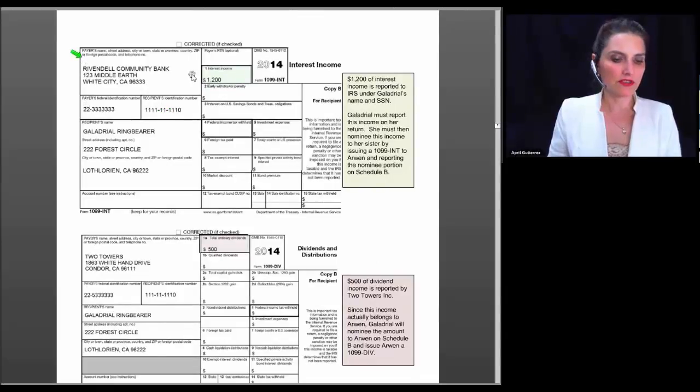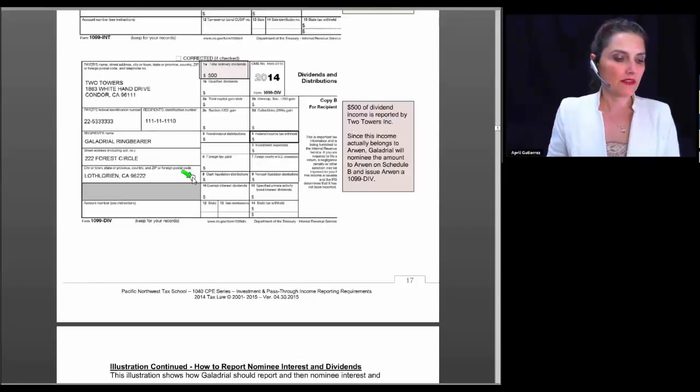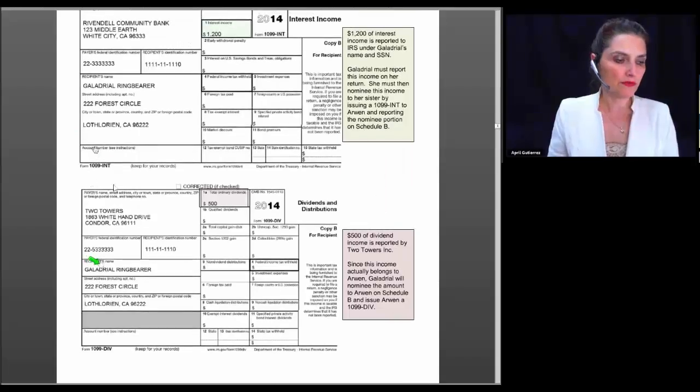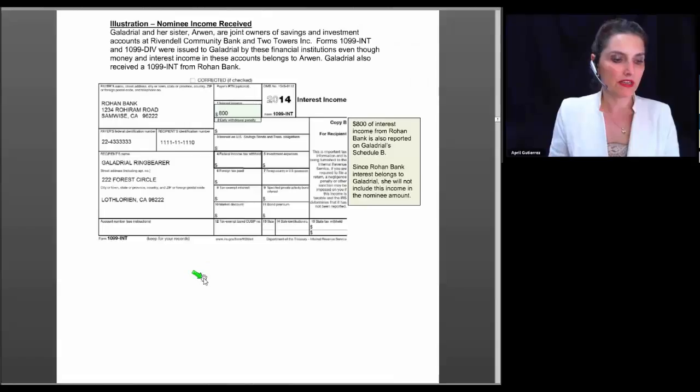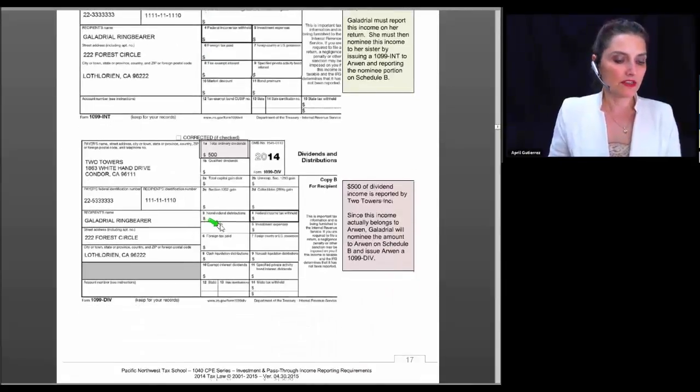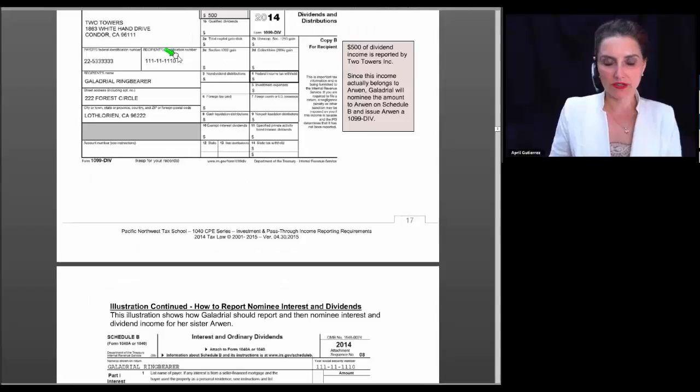And the $1,200 of interest income you see reported here is under Galadriel's social security number, but it actually belongs to Arwen. So she's going to need to nominee that $1,200 out. And then finally, there is a 1099 DIV issued by Two Towers, Inc., and all $500 shown on here actually belongs to Arwen, but it's being issued to Galadriel. So Galadriel has to report all of the income off of all three of these documents on her own Schedule B. So Galadriel's Schedule B is going to show $800 of interest from Rohan. It's going to show $1,200 of interest from Rivendell, and it's going to show $500 of dividends from Two Towers.